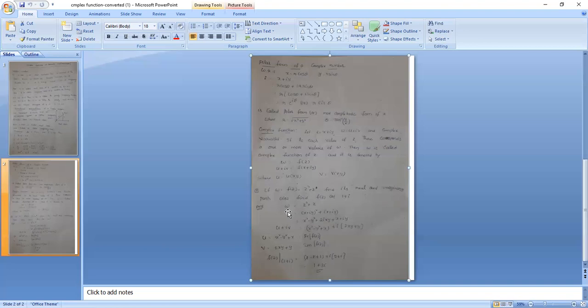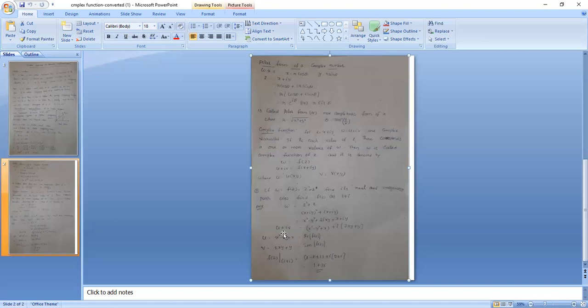Take the given function w equal to z square plus z. Substituting z value, x plus iy whole square plus x plus iy. Use the a plus b whole square form. x square, iy whole square means minus y square, 2ab, 2ixy, plus x plus iy. Separating the real and imaginary parts: x square minus y square plus x, and from the 2ixy plus iy, taking i common, 2xy plus y.